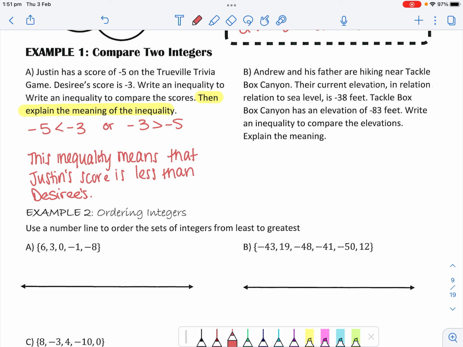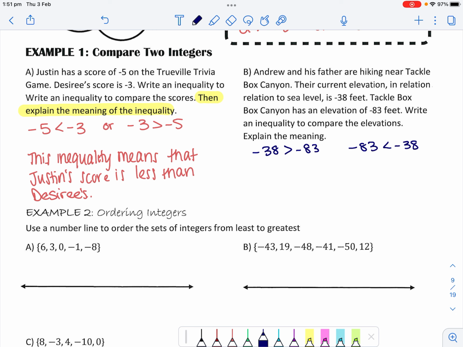Part B says Andrew and his father are hiking near Tackle Box Canyon. Their current elevation in relation to sea level is -38 feet. Tackle Box Canyon has an elevation of -83 feet. Write an inequality to compare the elevations. So -38 is going to be closer to 0, so it's greater than -83. Or -83 is less than -38.